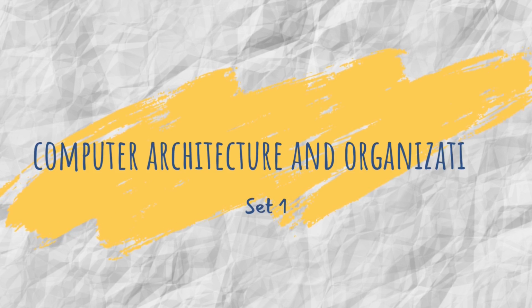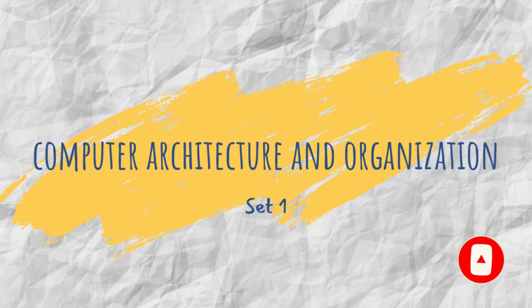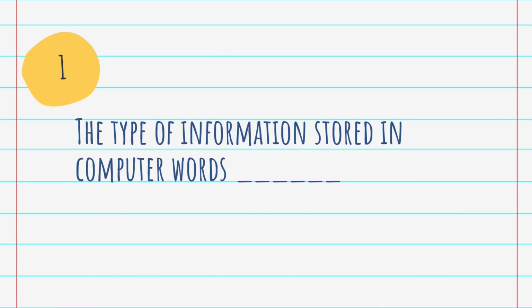This section includes computer architecture and organization questions and answers. All questions asked in previous computer architecture and organization exam papers and handpicked from various competitive exams. So let's get started. Question number 1 is the type of information stored in computer words.